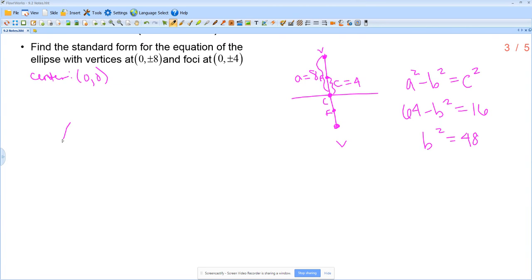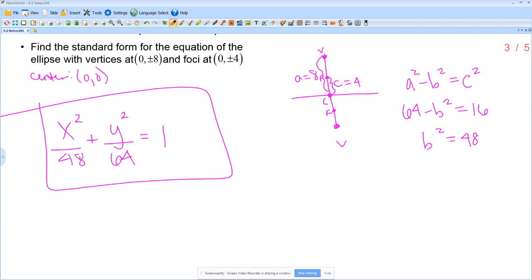So center, x minus 0 squared plus y minus 0 squared equals 1. Because this is opening sort of height-wise, my a squared, which is 64, must be underneath the y. And my b squared, which is 48, must be underneath the x. And again, that's sort of why I don't actually care what square root 48 is, although it would be helpful if I were graphing.